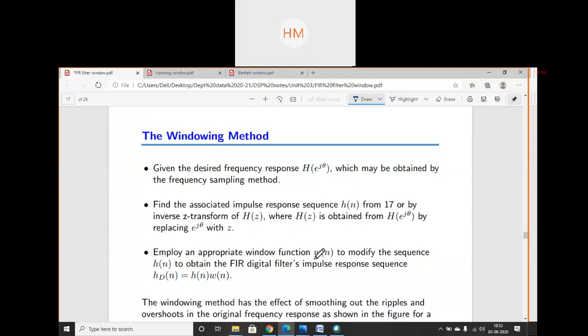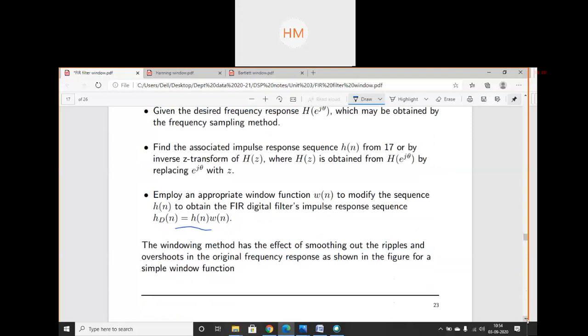Employ an appropriate window function W of n to modify the sequence h of n to obtain the FIR digital filter's impulse response sequence, which is given by this. So first, input will be given to you. You have to apply a window technique. Then you will find all the things in time domain. Then you will convert them into frequency domain. Then again, after multiplying in frequency domain, you will find the impulse response. So again, inverse you have to take to find the impulse response. So h_D of n is equal to h of n into w of n.